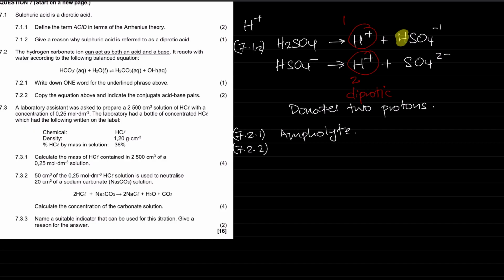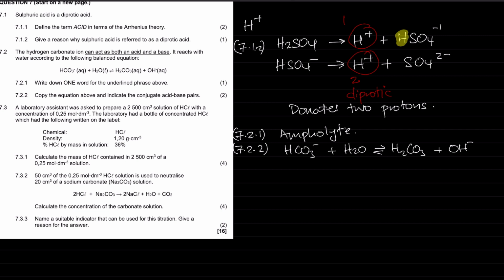7.2.2, copy the equation and indicate the conjugate acid-base pairs. So HCO3 minus plus H2O gives us H2CO3 plus OH minus. So what you need to do here is look at what that compound has become. If it gained a proton, if it gained a hydrogen, then it's a base. If it lost a hydrogen, then it's an acid.